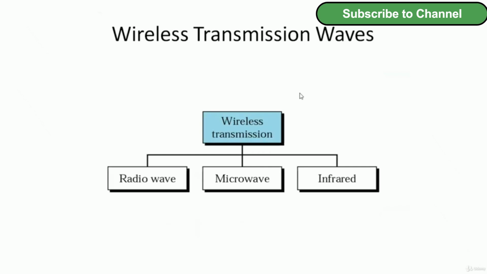Now, we are interested in wireless transmission, how these waves are transmitted. Wireless transmission is categorized in three types. The first one is the radio wave, then microwave, and IR or infrared wave. These are the types of wireless transmission.